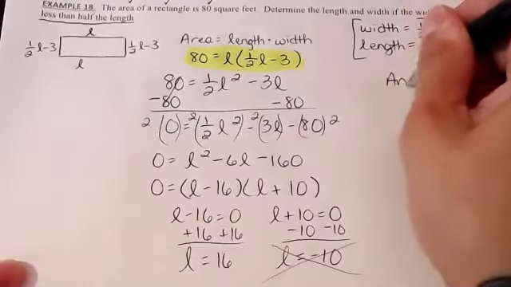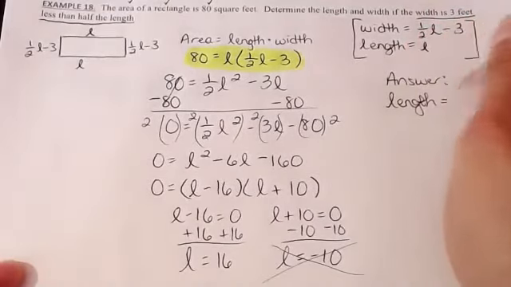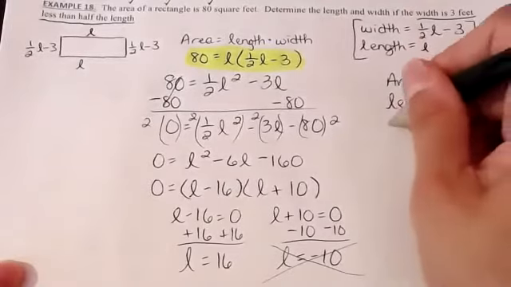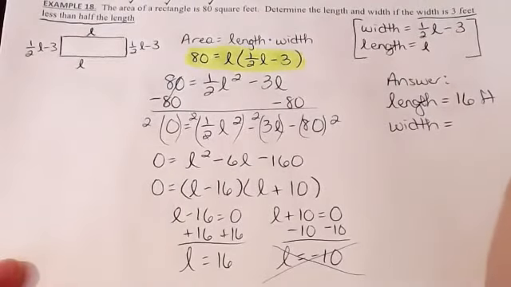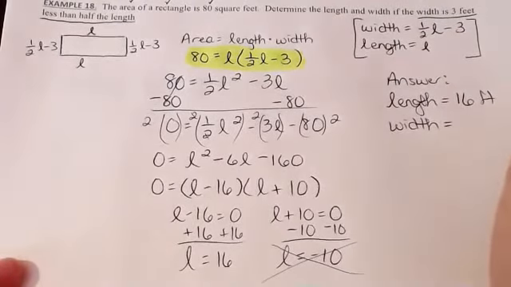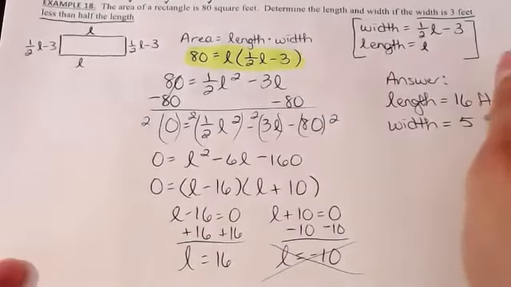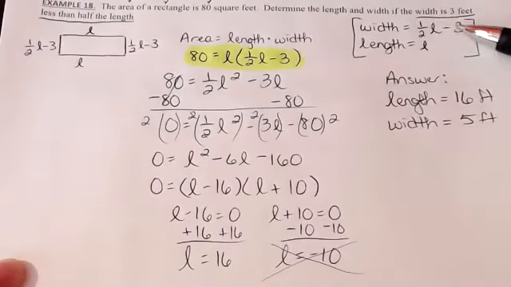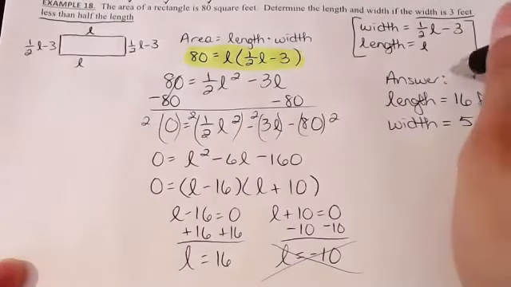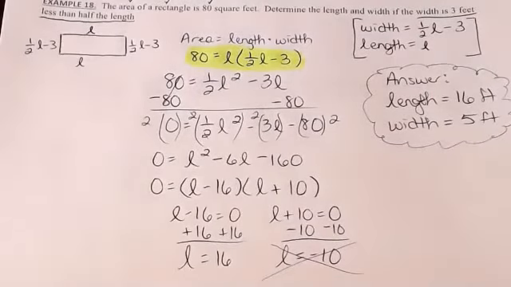So for the answer, we're going to say that the length is 16 feet. What's the width in this case? Five. Yeah, awesome, 5 feet. So we know that the length is 16, half of 16 is 8, 8 minus 3 is 5. Always use your relationship so that you can answer the questions being asked. What questions do you have for me on this page?